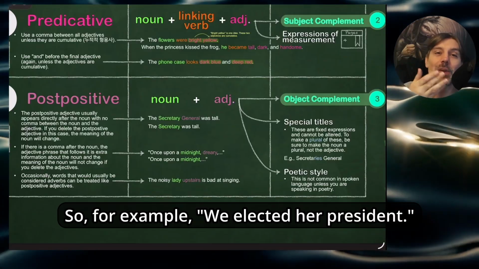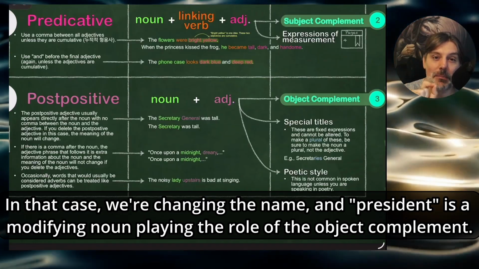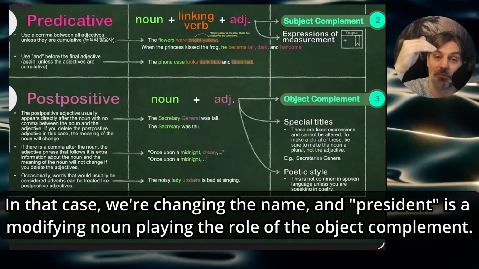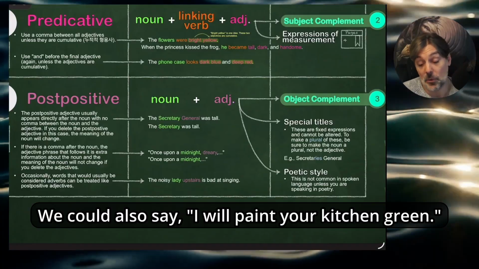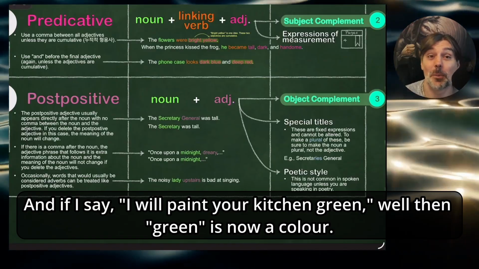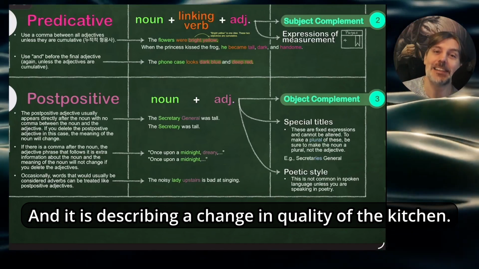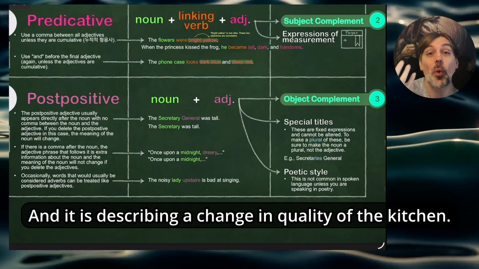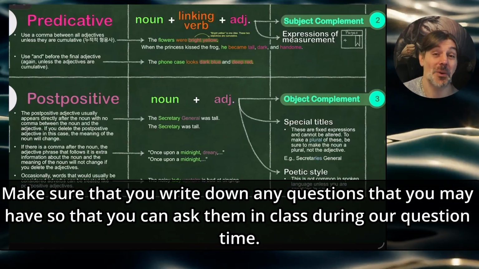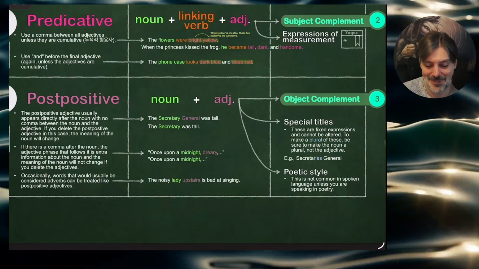So, for example, we elected her president. In that case, we're changing the name, and president is a modifying noun playing the role of the object complement. We could also say, I will paint your kitchen green. Then green is a color, and it is describing a change in quality of the kitchen. Make sure that you write down any questions that you may have so that you can ask them in class during our question time.